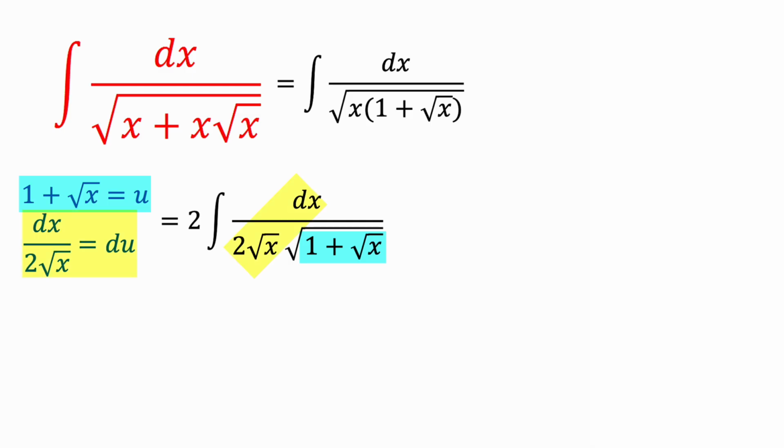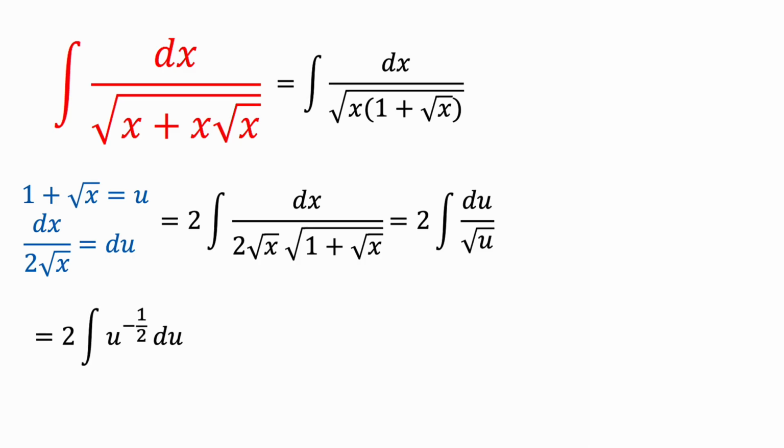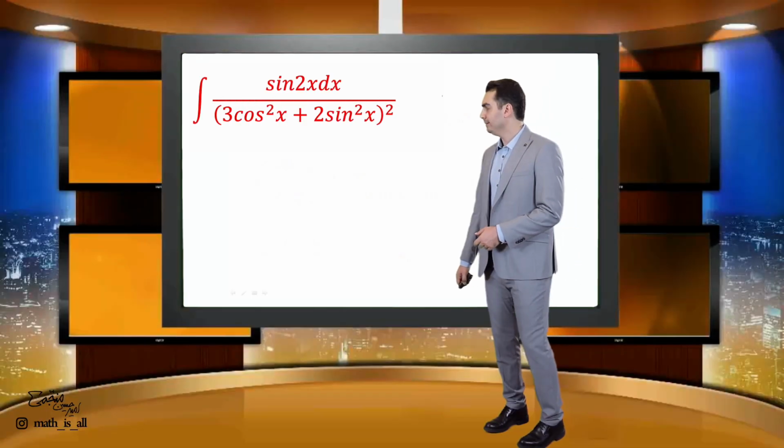Now let's rewrite it in terms of u. 1 plus root x was our u, and dx over 2 root x became du, and the 2 is still in front. So it transformed into 2 times the integral of u to the power of negative 1/2 du. So we simply add 1 to the power. I'll repeat this point. In some problems, the substitution isn't immediately visible. You have to reveal it by factoring and separating the terms. Now let's move on to the next example.